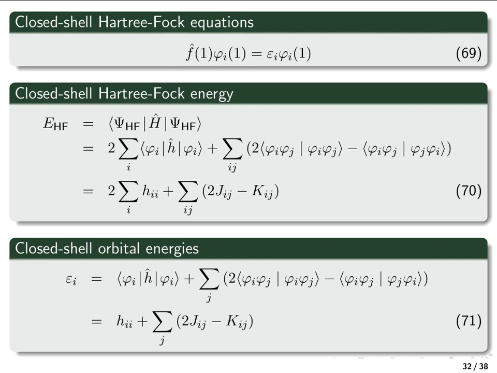Similarly, I can write an expression for the orbital energies, which is now the energy of a spatial orbital phi_i, where I have the integral over the core Hamiltonian, and again 2 Coulomb integrals and 1 exchange integral. The final equation here is again using this shorthand notation for the Coulomb integrals and the exchange integrals.